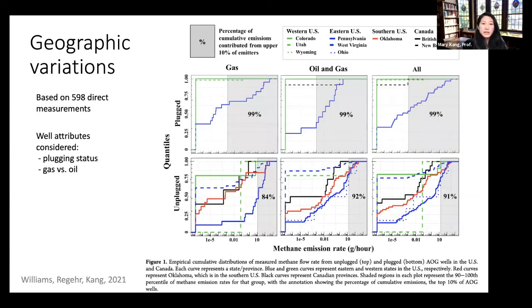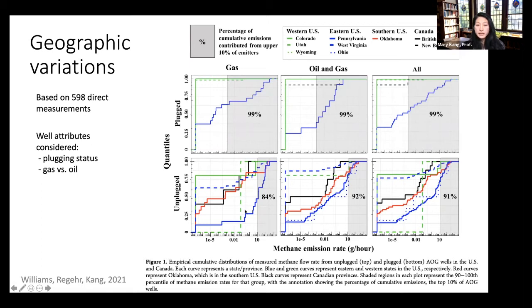So in a recent study, we looked at geographic variation. Now we have a bigger data set, with 598 direct measurements that have been made across Canada and the US. Again, we consider the different categories: gas, oil and gas, plugged and unplugged. Then we looked at the Western US by state: Colorado, Utah, Wyoming; Eastern US: Pennsylvania, West Virginia, Ohio; Oklahoma in the Southern US; and Canada: BC and New Brunswick.